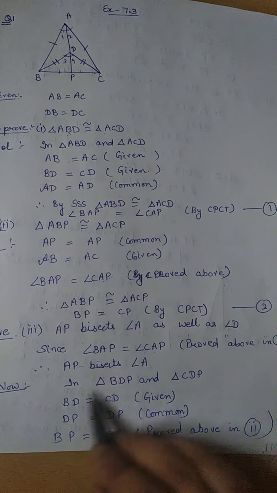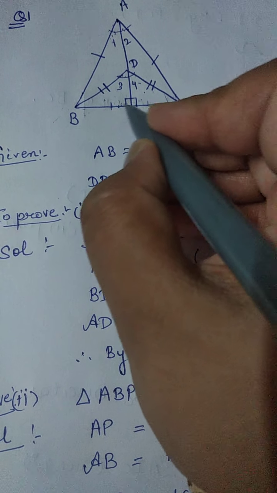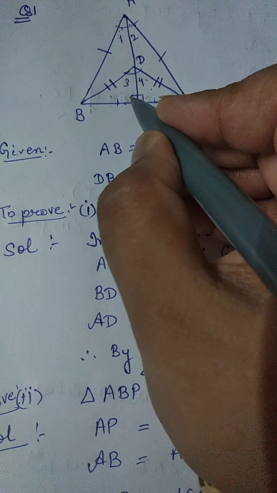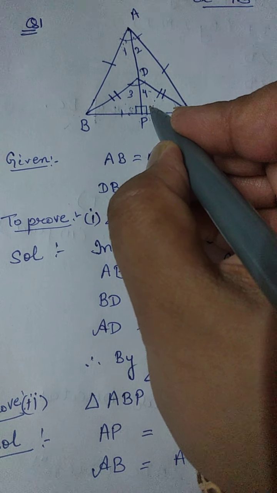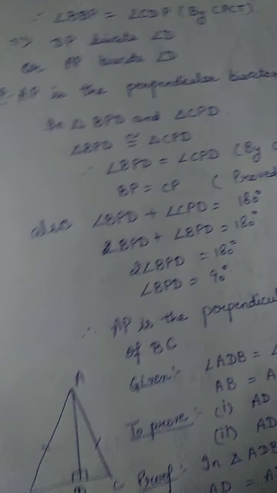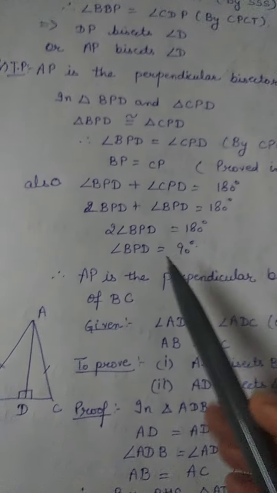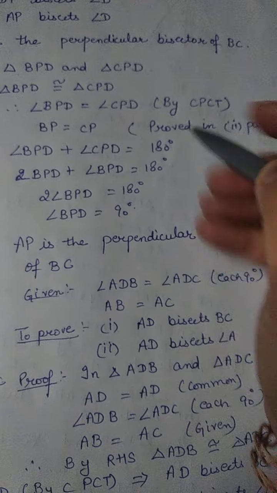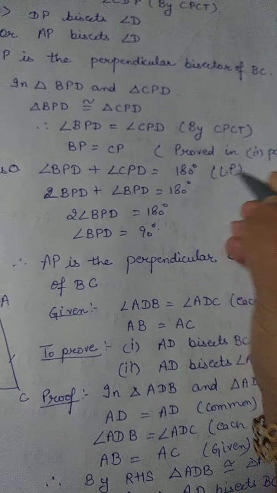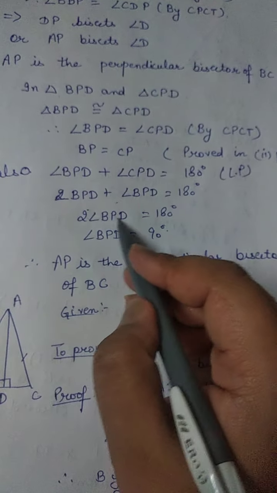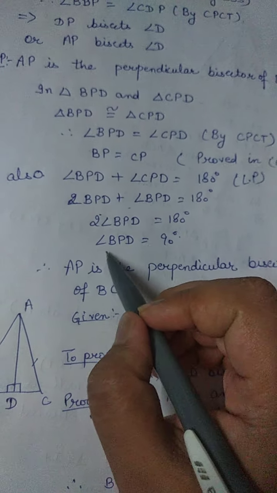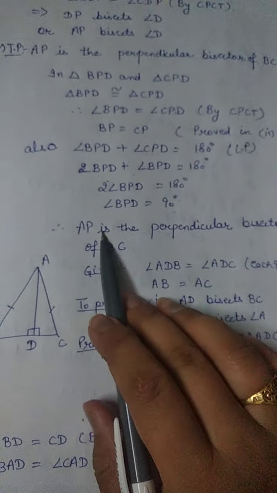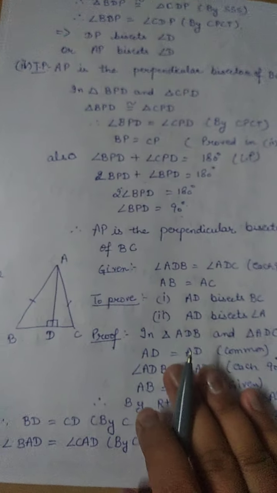So if these two are equal, they are adjacent angles lying on the same line. Let it be x. So this will also be x. So x plus x will be 180 degrees, linear pair. So 2x will be 180 degrees and x will be 90 degrees. So we can write it like this: angle BPD plus angle CPD is 180 degrees, linear pair. So twice angle BPD, we can put BPD instead of CPD because they are both equal. So BPD will be 90 degrees. Therefore AP is the perpendicular bisector of BC.